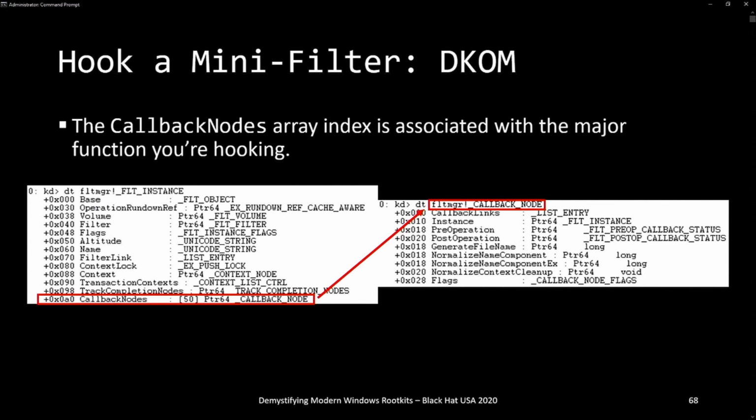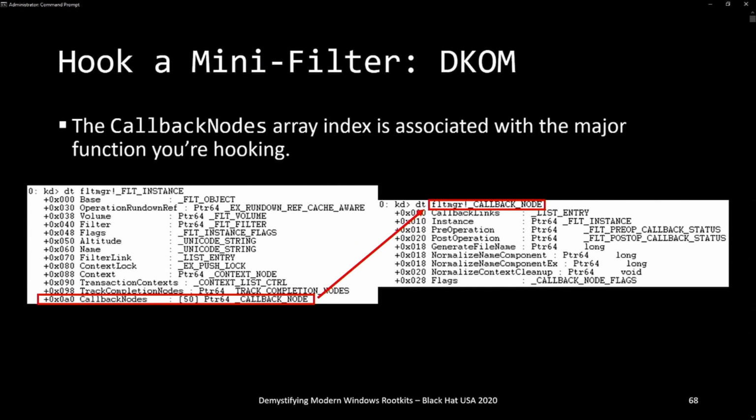And if there's a callback node you'd like to replace, you just simply set the pre-operation or post-operation function to your own. Now, a note with this is that you're going to also want to patch the FLT_FILTER structure as well, which contains an FLT_REGISTRATION structure. This is because you don't want to leave any traces of your hooking. So inside of that registration structure, inside of the filter structure, you're going to want to replace the pre-operation or post-operation there as well.